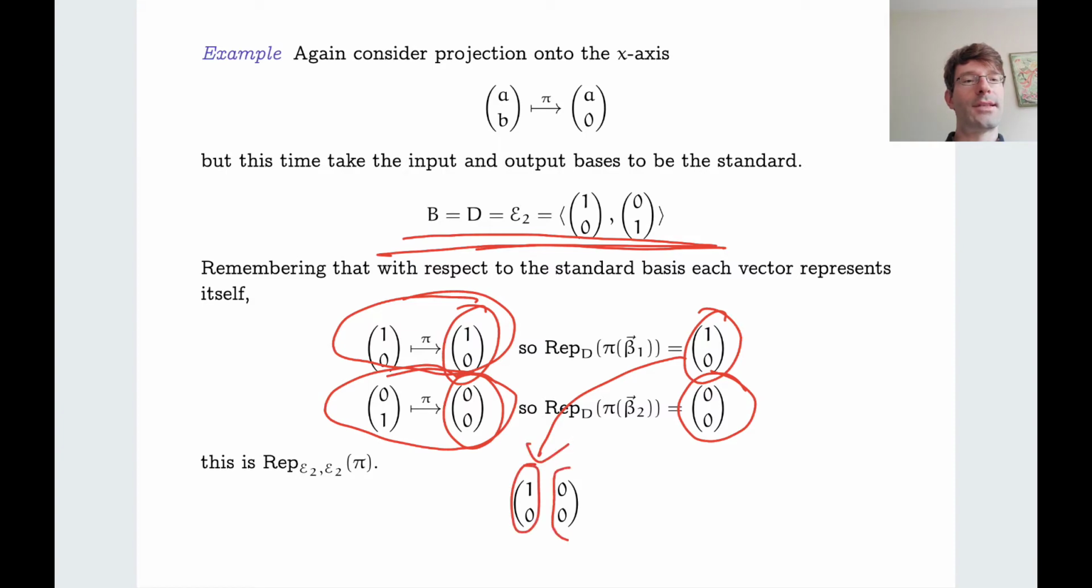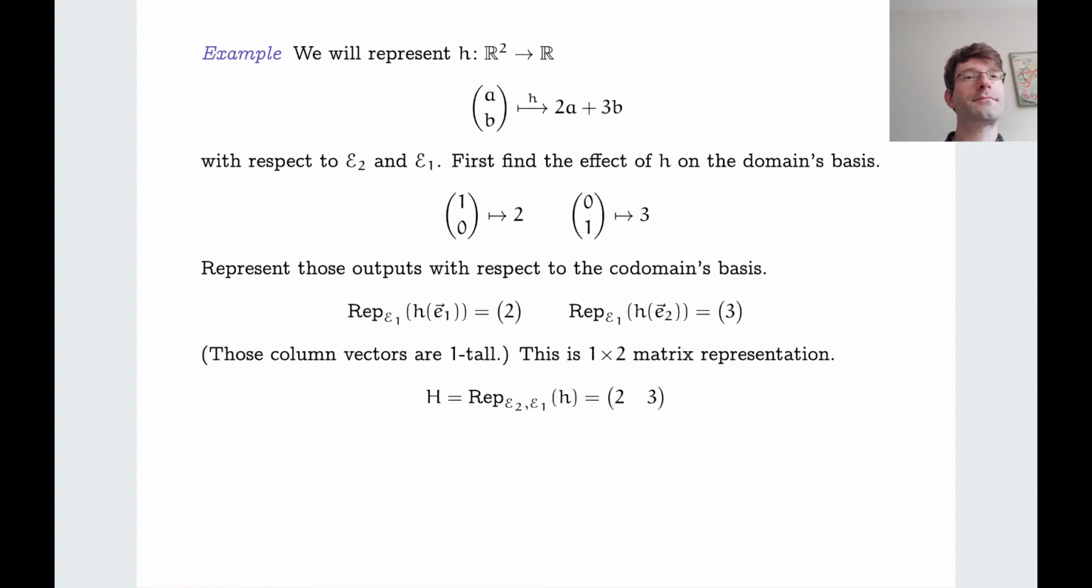And you see how the matrix is obtained. Let's look at yet another linear map from R2 to R. Let's again just use the standard basis. (1, 0) maps to 2, (0, 1) maps to 3.